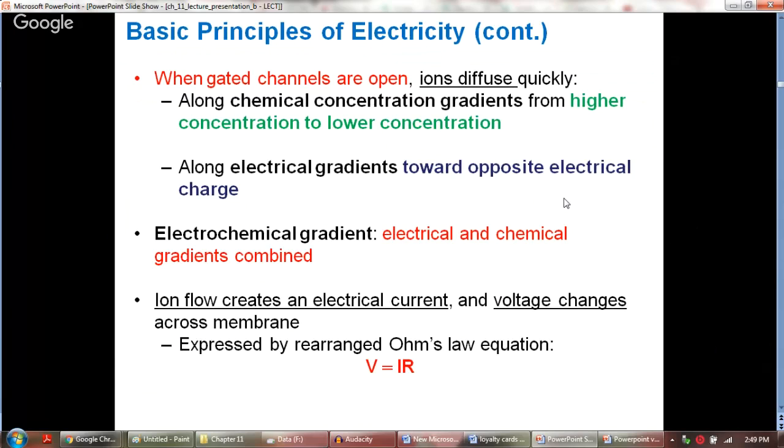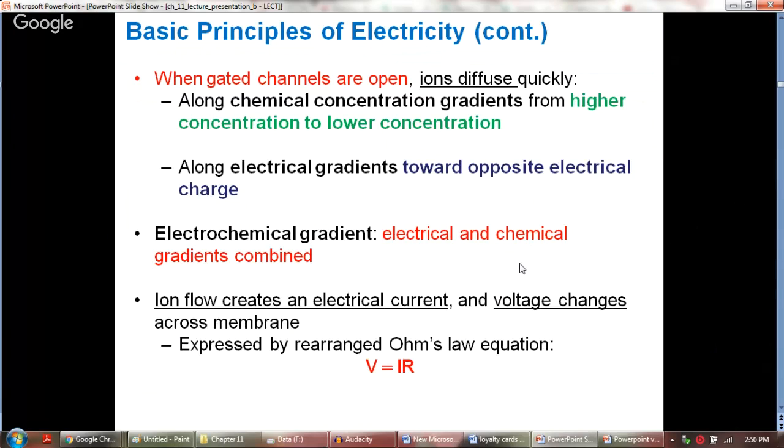More about the gated channels. When they're open, the ions can diffuse quickly, either inside or outside. And it happens along the chemical concentration gradients, from higher concentration to lower concentration. When you hear the word diffusion, you have to remember it's always from higher concentration to lower concentration. It could also go along the electrical gradients, which is toward the opposite electrical charge. The ion can flow towards the opposite charge due to the attraction to each other.